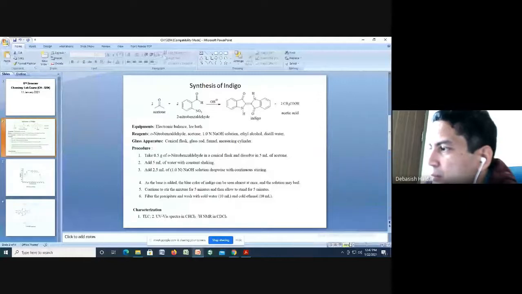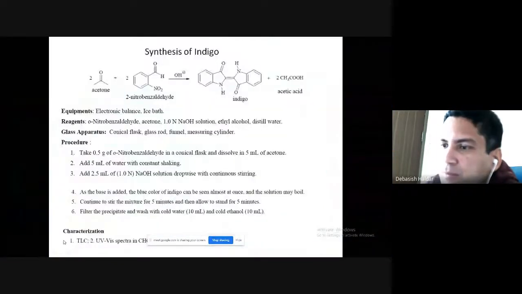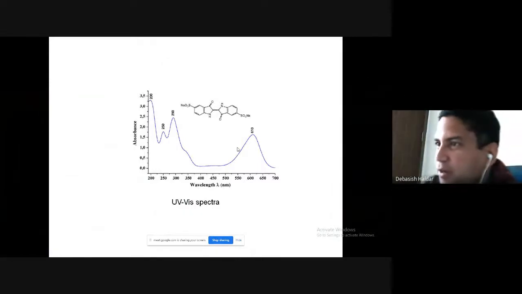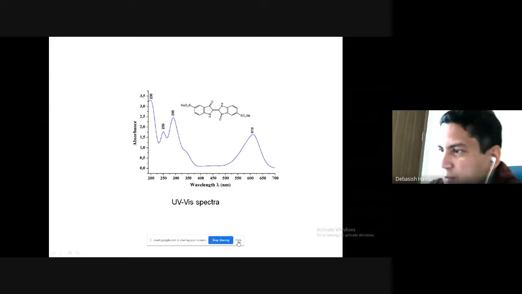So now I will show you the UV-visible and NMR spectra of the indigo. I will share that with you. Yes, so that is the UV-visible spectrum of indigo. The peaks are already written there. So you can see the peaks.